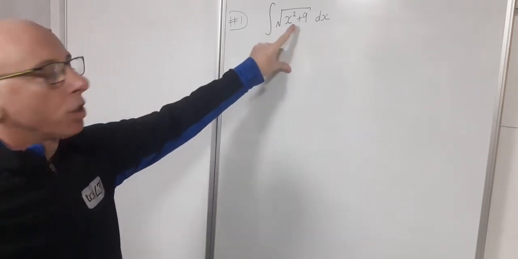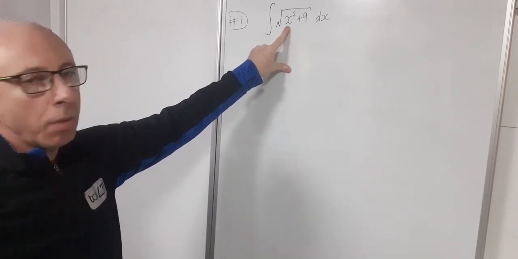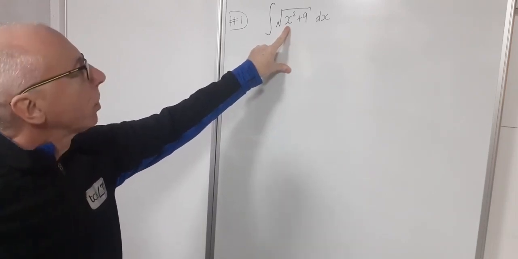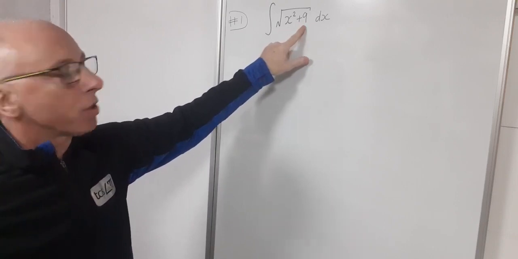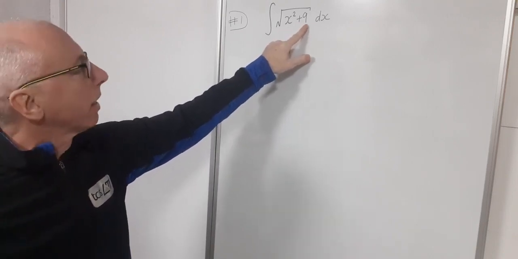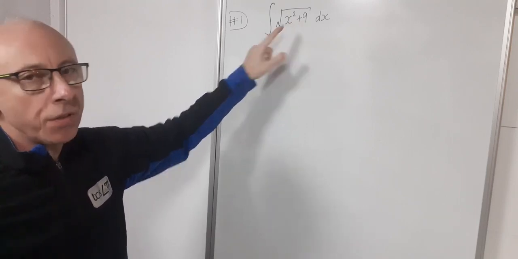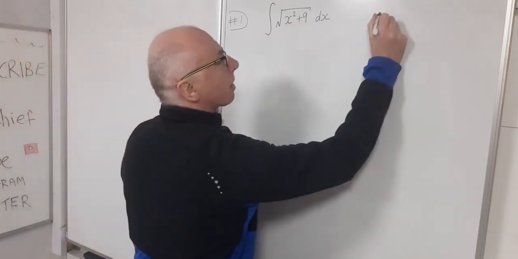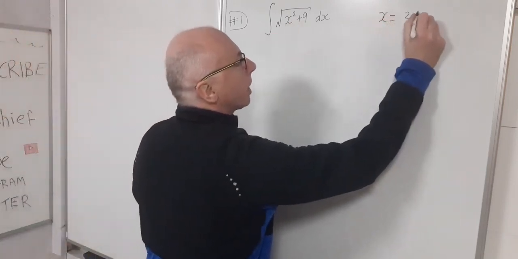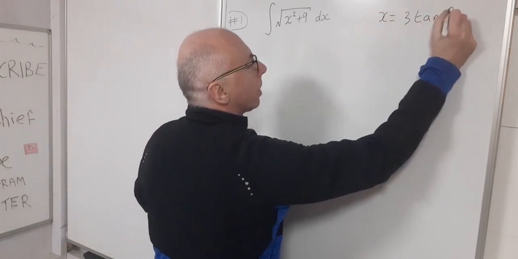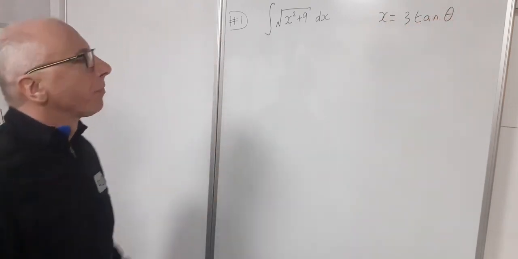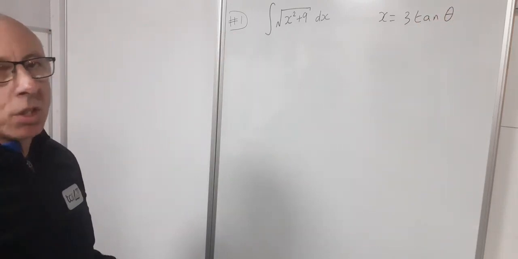Now for a trig substitution, I want to substitute my x for a trig function that will work with a plus sign and a 9 at the back. So when I square something to get 9, I want a 3. So I'm going to let my x equal 3 times tangent theta. So that's going to be my substitution.